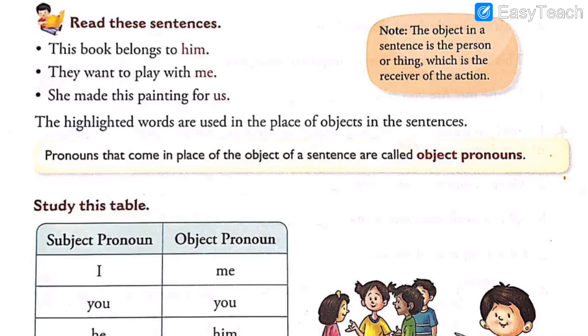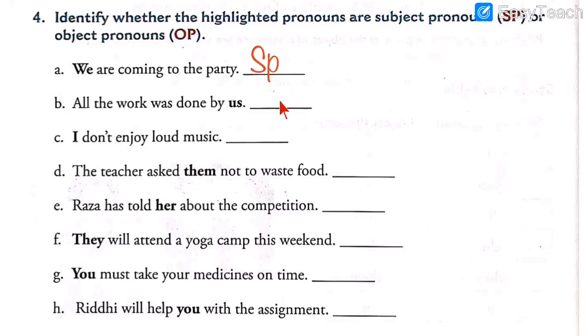Just above the table, among the 3 examples we had read, it was given, she made this painting for us. And we have learnt all these 3 are object pronouns. It falls in the category of object pronouns, because in the example we had read this word us, which was highlighted. So the second answer will be object pronoun. As I have written the answer, in the same way you will write the answer. Here is SP, subject pronoun, and here is OP, object pronoun.